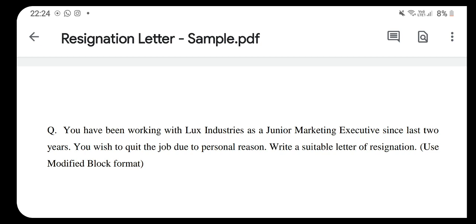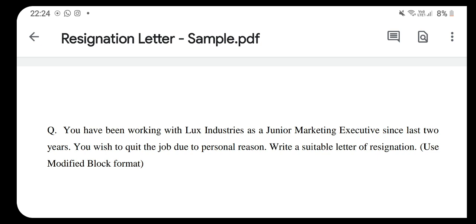So we have a very simple question here in front of us. You are working as a junior marketing executive with Lux Industries. After working there for 2 years, now you want to quit your job for a personal reason and write a resignation keeping this in mind.